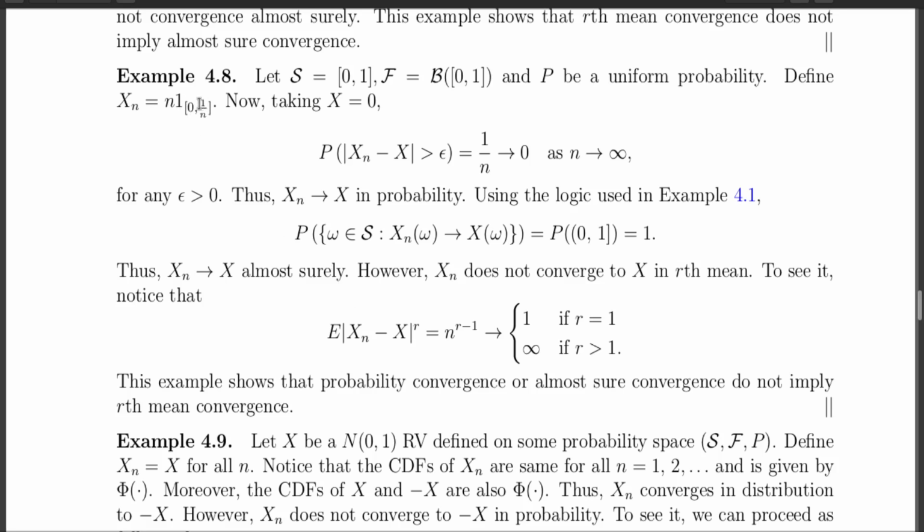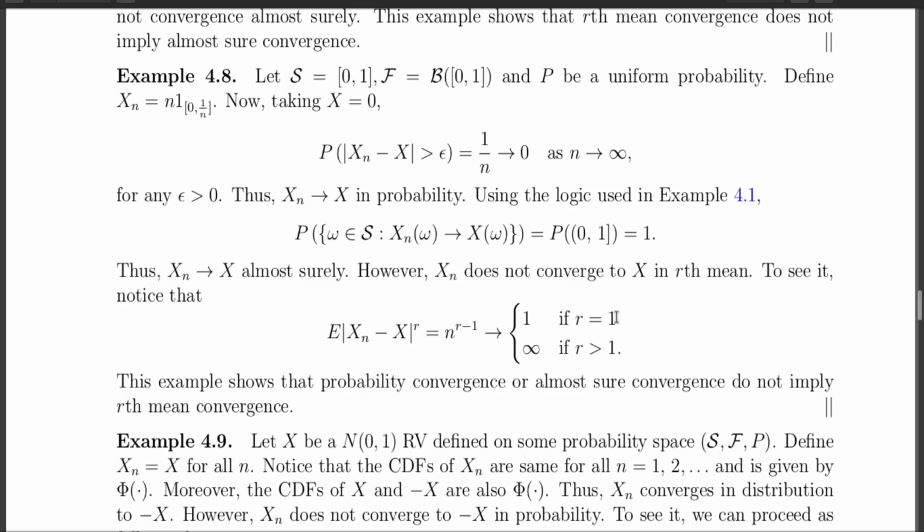What is the rth moment? The rth moment from here is nothing but n to the power r, divided by the probability, that is the length of this interval, which is 1 by n. So n to the power r divided by n, plus 0 multiplied by 1 minus 1 by n. So the expectation is nothing but n to the power r minus 1.